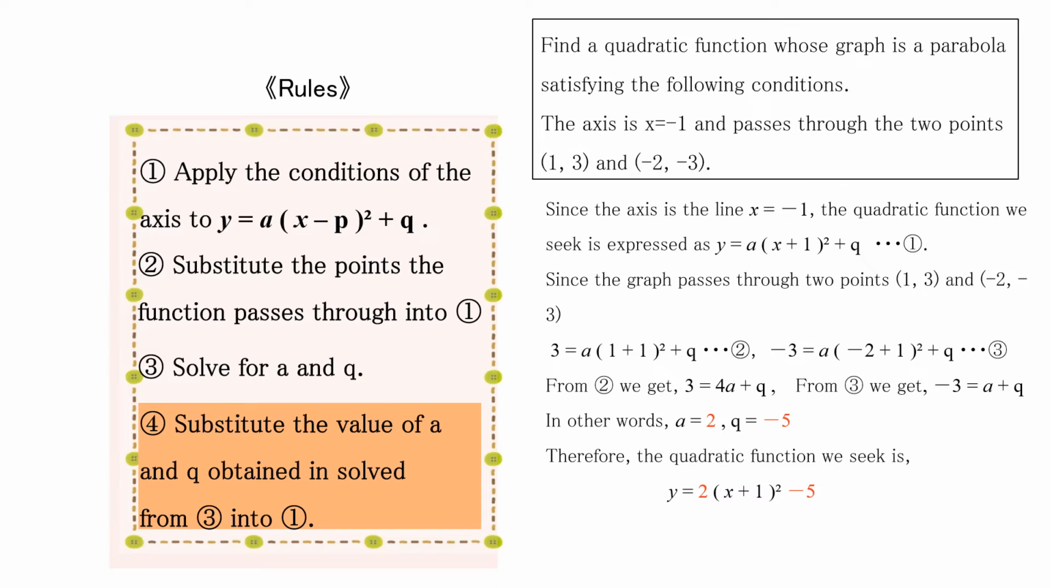Finally, substitute a and q obtained earlier into 1. Substituting, we get the quadratic function y equals 2(x plus 1) squared minus 5. This concludes finding the quadratic function given the conditions of the axes.